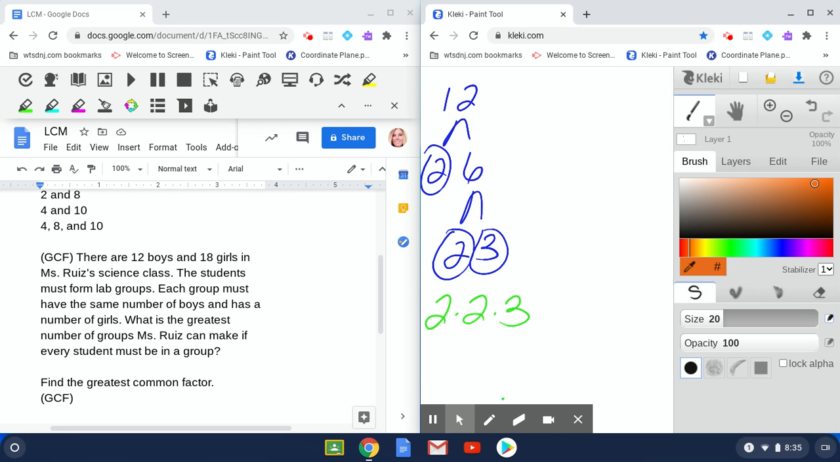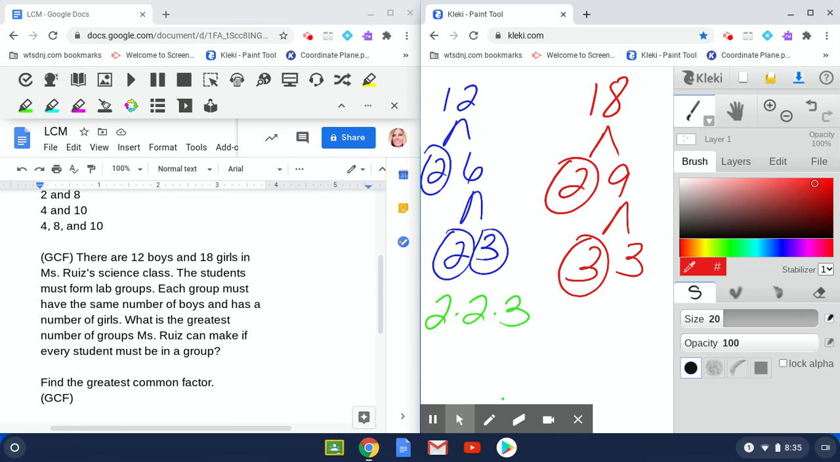All right, so now let's do this for the number 18. Now I can use 6 and 3, I can use 2 and 9. Remember, it does not matter what numbers I use as long as the product would be 18. I'm going to use 2 and 9. I'm done with 2 because it's prime, I can't go any further. 3 times 3, 3's are prime, so I can't go any further. So my prime factorization of 18 is 2 times 3 times 3.